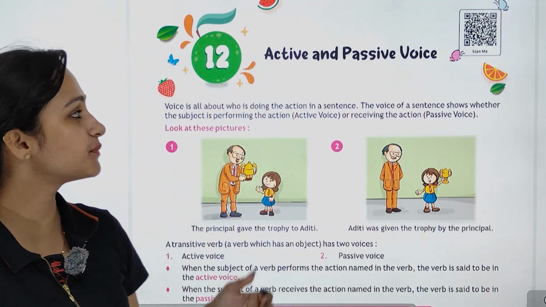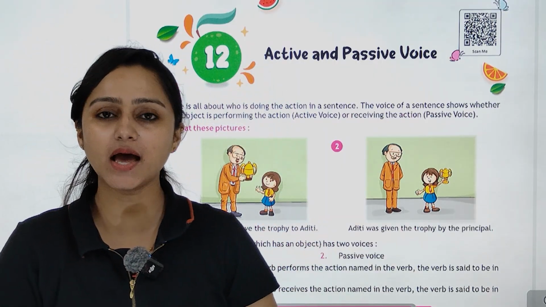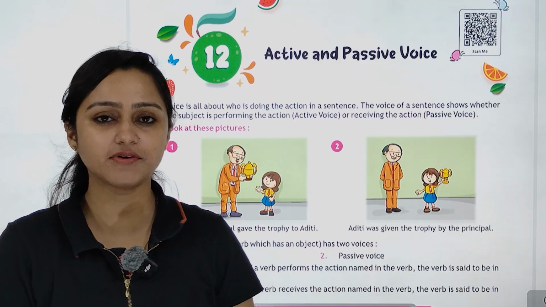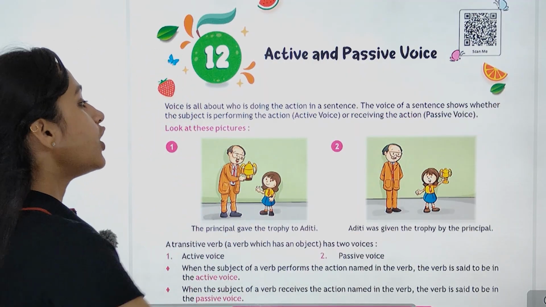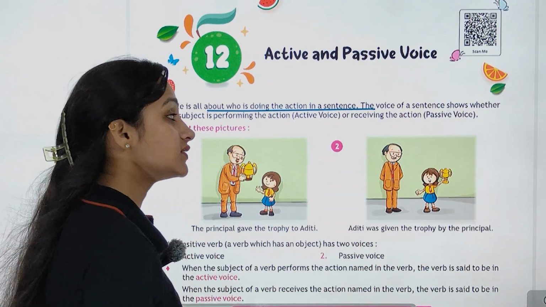Okay, so today we are going to begin with lesson number 12 of your class 7 English grammar, that is active and passive voice. So let's begin with this lesson. Voice is all about who is doing the action in a sentence.